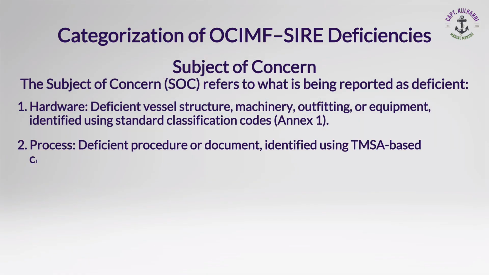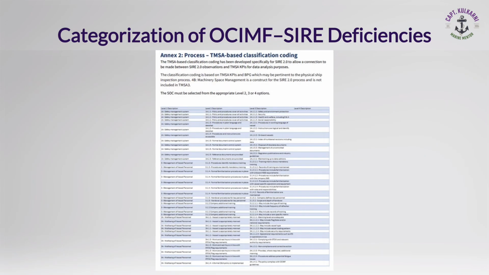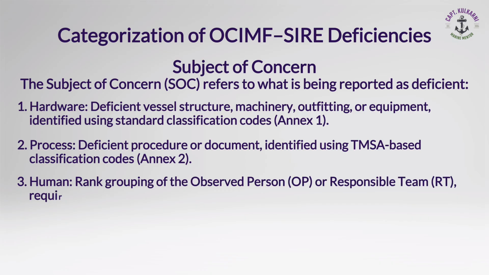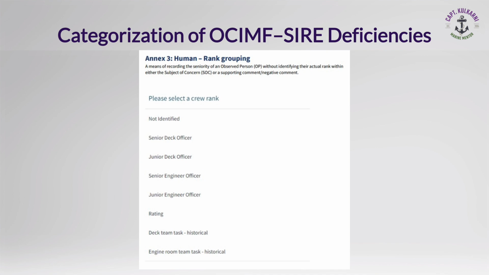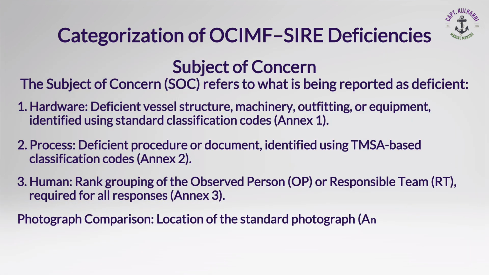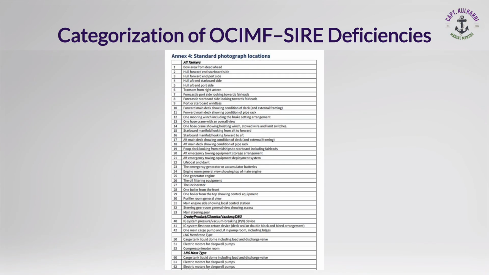For process, whether it is being followed as per TMSA-based classification codes or not is given in Annexure 2 in the above book. Human is further coded, and that is given in rank grouping, observed person, responsible person, as per Annexure 3. The photographic comparison between the actual photograph and the photograph uploaded in the PIQ is given in Annexure 4.